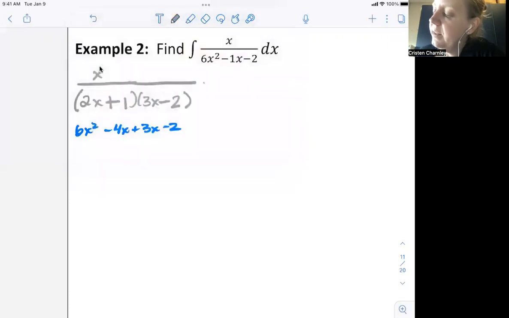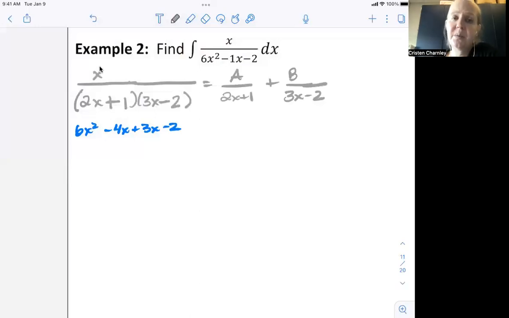So we say that this is equal to a over 2x plus 1 plus b over 3x minus 2. These are still linear factors. We only have x to the first power, so we're good to go. Multiply through and clear the fractions.